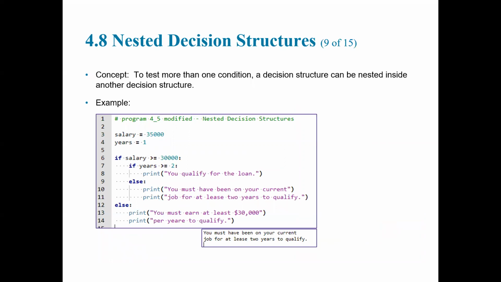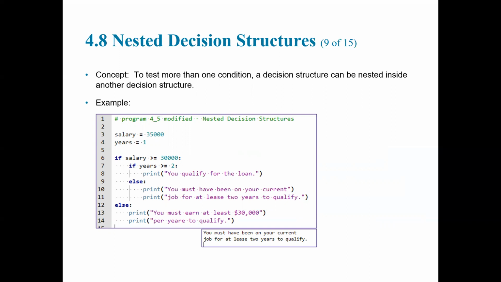Nested decision structures. You can put one of these control structures inside of another one. Later on, you'll learn that you can also use logical operators to combine them. But for right now, let's assign 35,000 to salary and 1 year to years. I believe your book used input statements, and I'm just simply making assignments. So we perform our first test on line 6. We say if salary is greater than or equal to 30,000, and then we have an embedded if structure here.